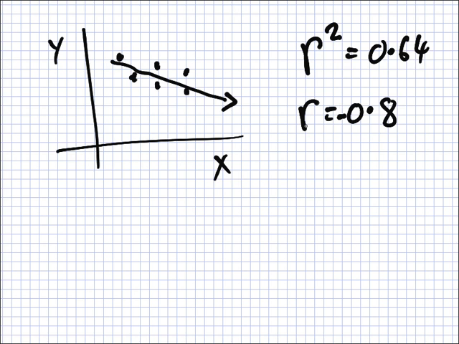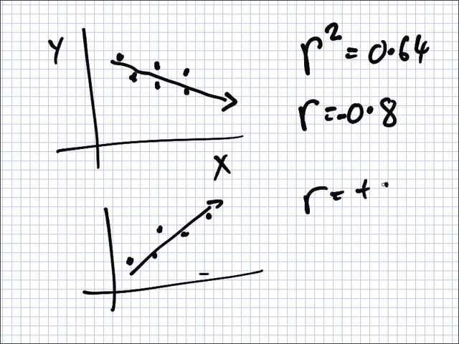So the only difference is that we can now have minuses, and that can tell us if we're going up or down. So this, for example, is R equal to plus 0.8, and the R squared here is also equal to 0.64. So negative or positive, it just gives us a sign. This has a negative R and this has a positive R.